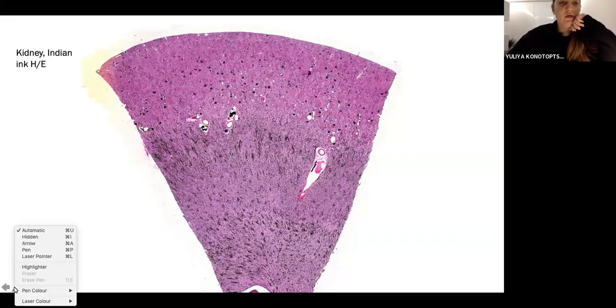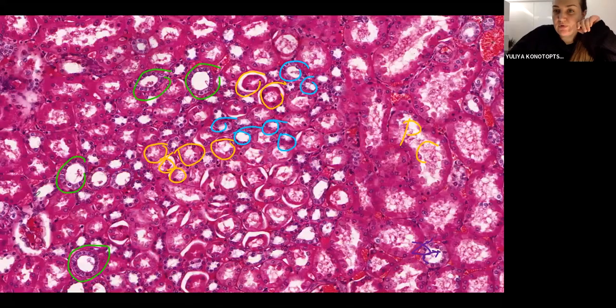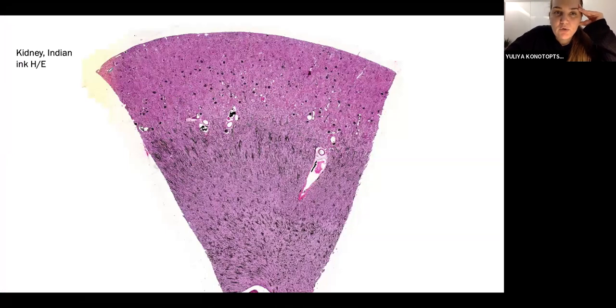Okay, so I think that was the slide where we have finished, right? So we have seen this medullary ray, as you remember, and now we're moving on. So the next slide that we have, this is going to be kidney, Indian ink together with hematoxylin.